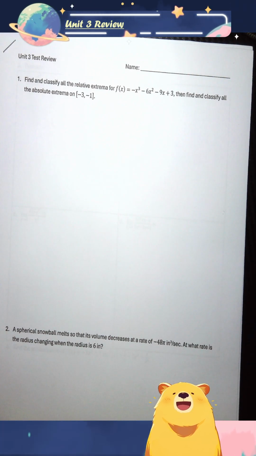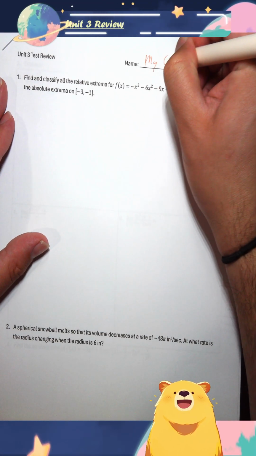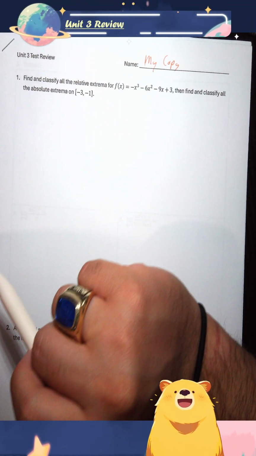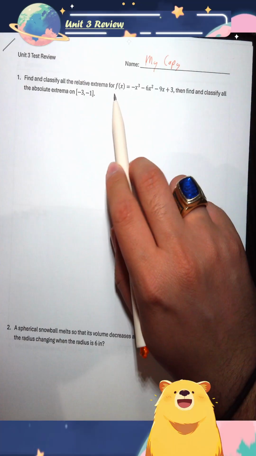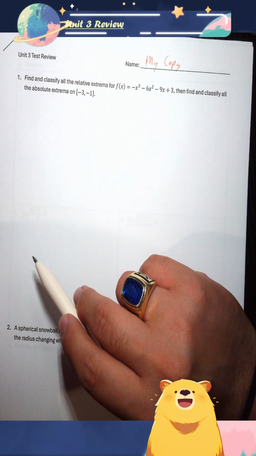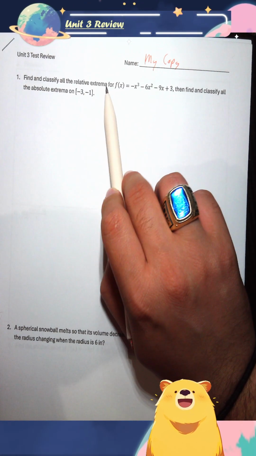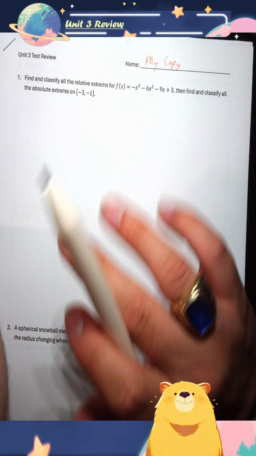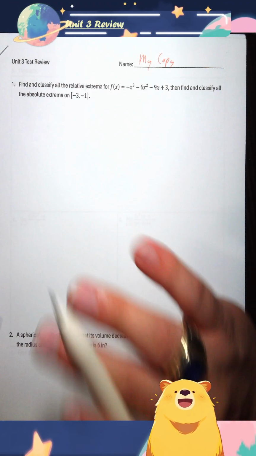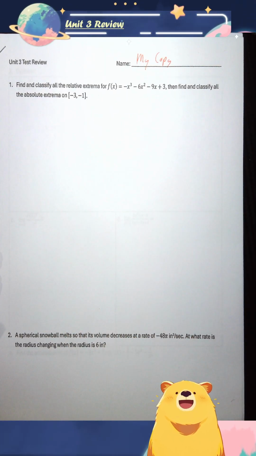Unit 3 review. Okay, so let's go ahead and go on. It says number 1, find and classify all of the relative extrema for f of x, which is this. Then find and classify all the absolute extrema on this interval. Relative extrema is that sort of thing where it's over the whole span, and really we just care about this area's critical points. So let's go ahead and do that.